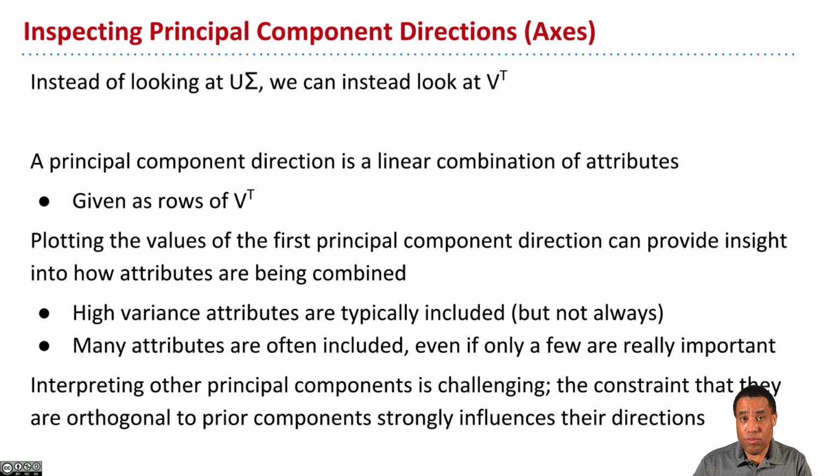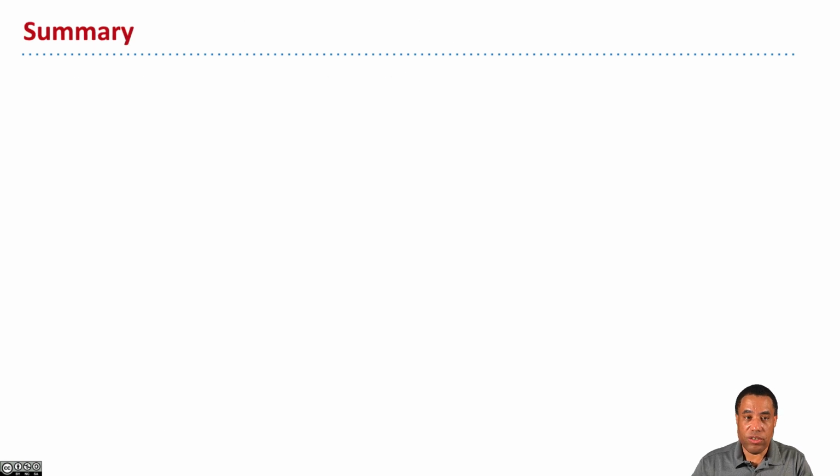But oftentimes when we look at the additional principal components, while they add to the accuracy of the rank approximation, it might be harder to understand what they're capturing about the attributes. What are the underlying combinations of attributes that they're capturing? Because they have this constraint that they're orthonormal to the prior components. And so that's going to strongly influence their directions.